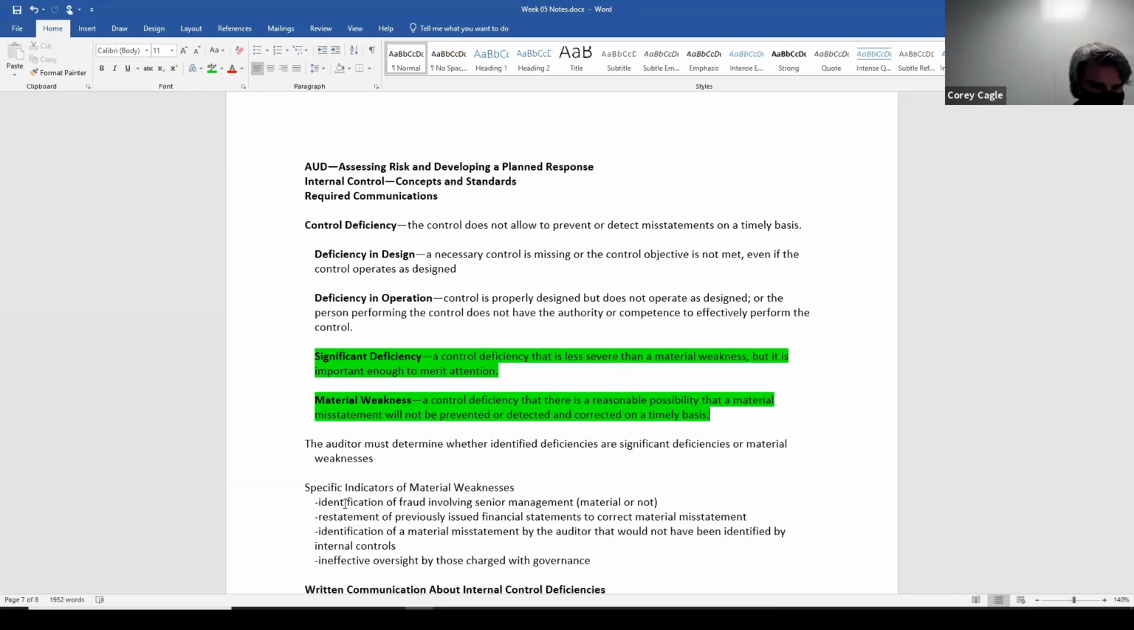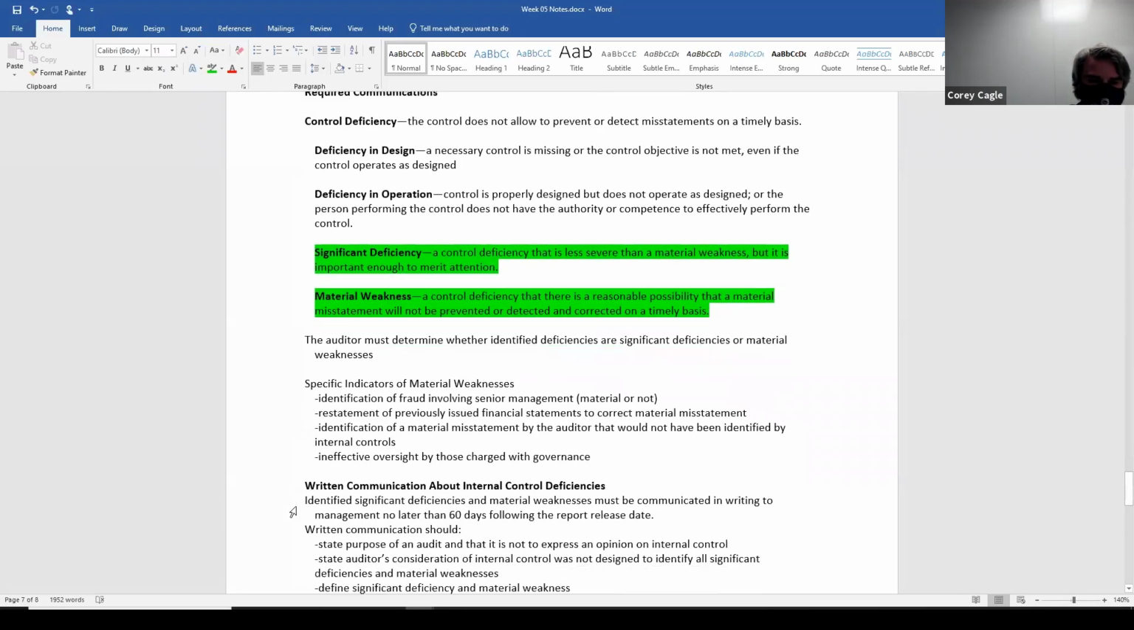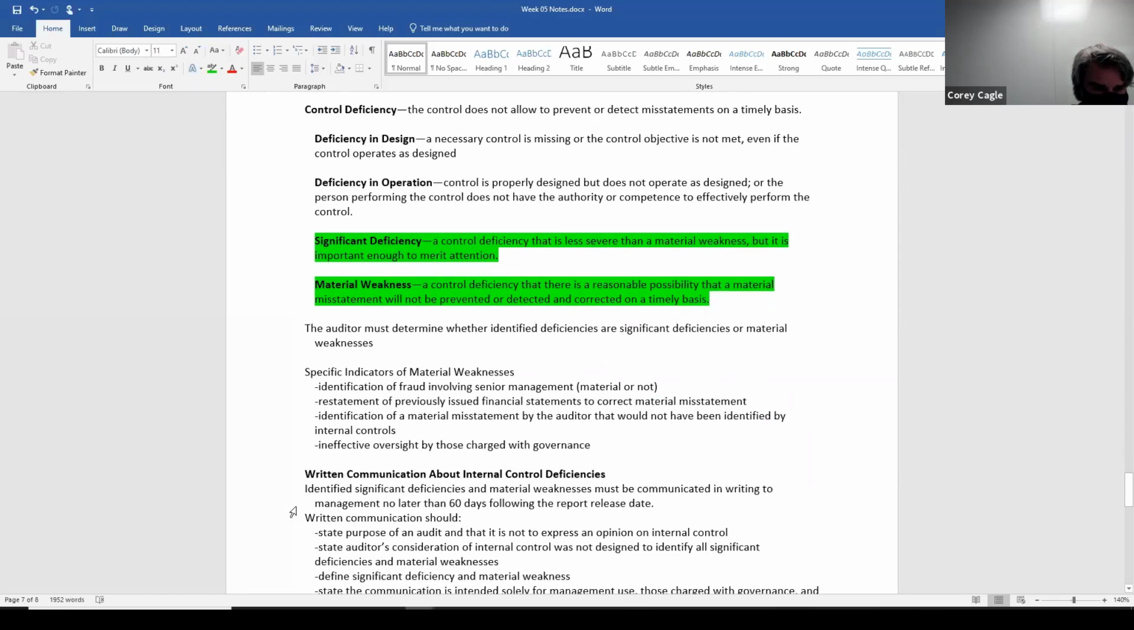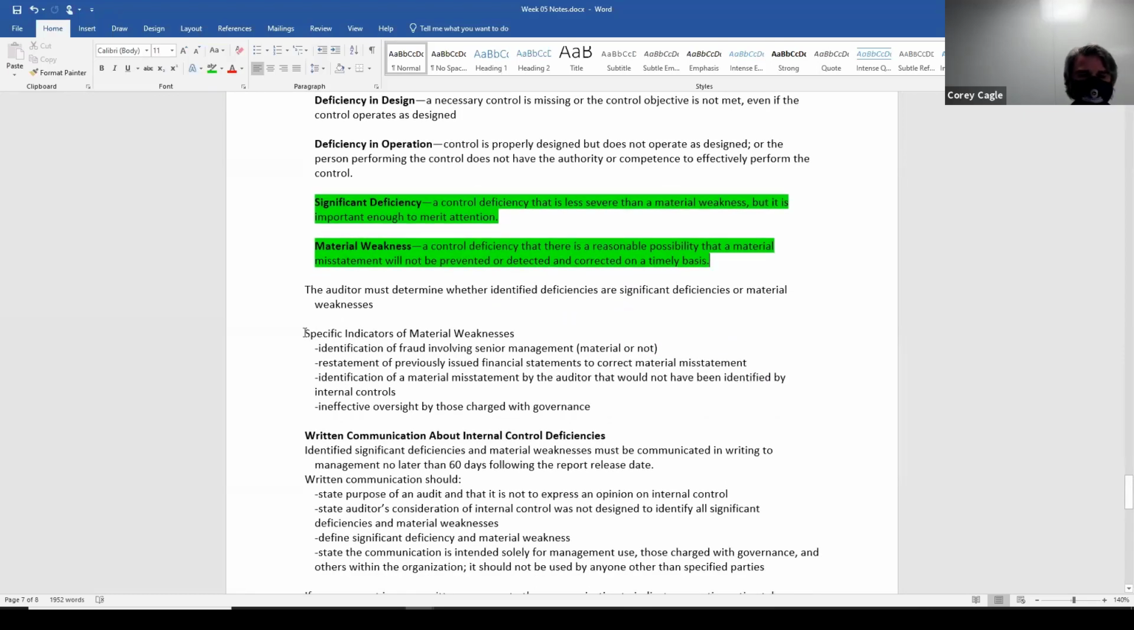Okay. You'd think it would be significant deficiency. Yeah, it's tricky, right? I have to remind myself of which is the worst and which isn't. Specific things that might indicate, hey, you've got a material weakness are finding that fraud occurred, material or not. If you got away with some kind of fraud, that's a control problem, right? Restating previously issued financial statements to correct a material misstatement, that would be an indication of a control problem. Identification of material misstatement by the auditor that would not have been identified by internal controls, obviously. Pretty vague stuff here.